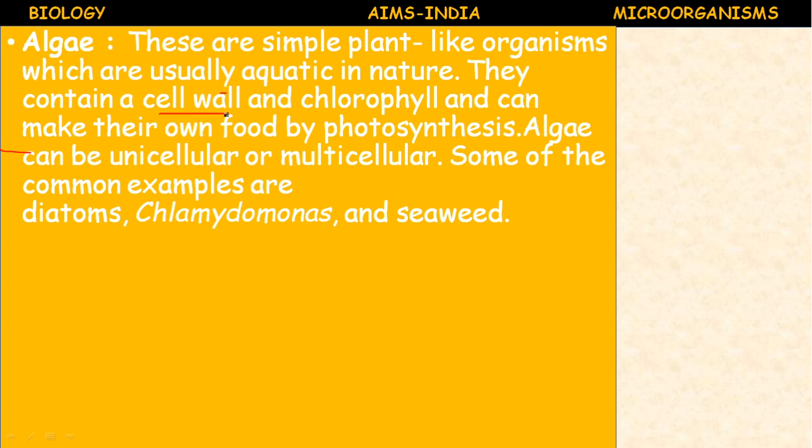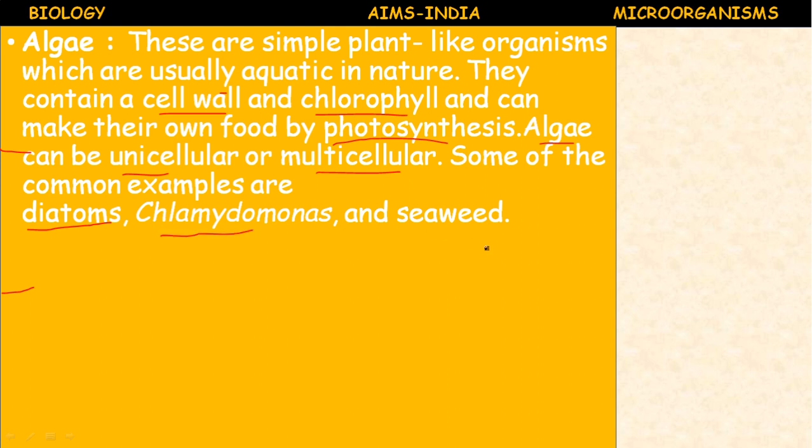Algae also possess a green pigment, chlorophyll, and can make their own food by photosynthesis just like plants. Algae can be either unicellular or multicellular. Some of the common examples are given here. They are diatoms. Diatoms are present in the sea. They float on the surface of the sea water.